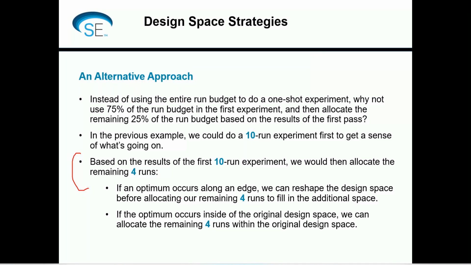So if the optimum occurs along an edge, like it did in that little diagram that I showed you, what we could do is reshape the design space or expand it, keeping the original data, and then allocate the remaining 4 runs to fill the additional space. And here's the other thing. If the optimum occurs inside of the original design space, meaning you get results that look like they, quote unquote, should, you can just keep doing what you're doing, put the remaining 4 runs back within the original design space, and everything's going to be okay. It's one of those things where if everything's looking good, just keep doing what you're doing.